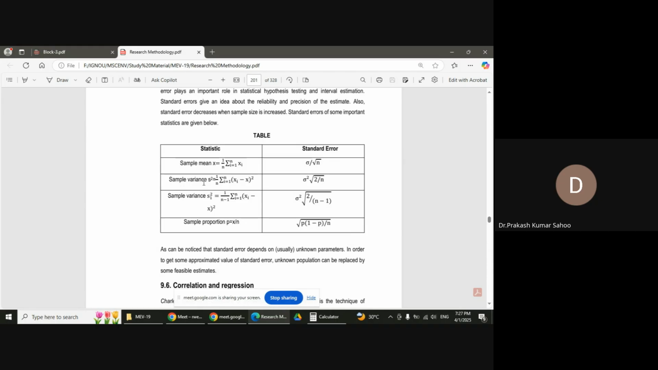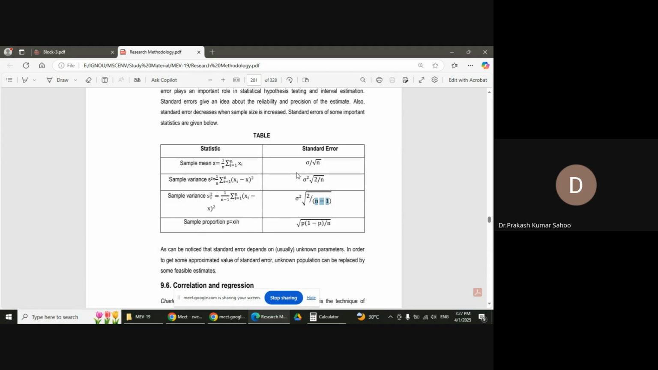If it is the sample variance, then your standard error becomes different, that is sigma square multiplied by root over of 2 by n, and this is for the sample variance. If it is for a population, then it is sigma square multiplied by root over of 2 by n minus 1, so this becomes your degree of freedom. Sample proportion p equal to x by n, where your standard error becomes root over of p into 1 minus p divided by n. So it is the sample proportion.